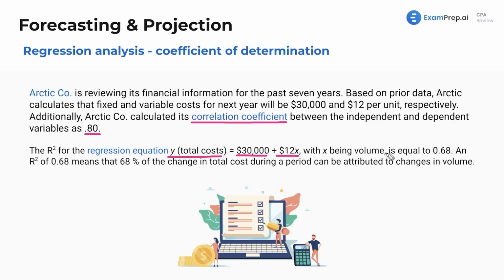Now, with x being volume, the R squared is equal to 0.68. An R squared of 0.68 means that 68% of the change in total cost during a period can be attributed to changes in volume. Perfect there. Now this 0.68, this 68%, this will be given to you. This is just understanding it, right? You're not calculating this. You're just understanding that 68% of the change in total cost can be attributed to changes in volume. That's how good this equation fits, right? How good we understand what is going on.